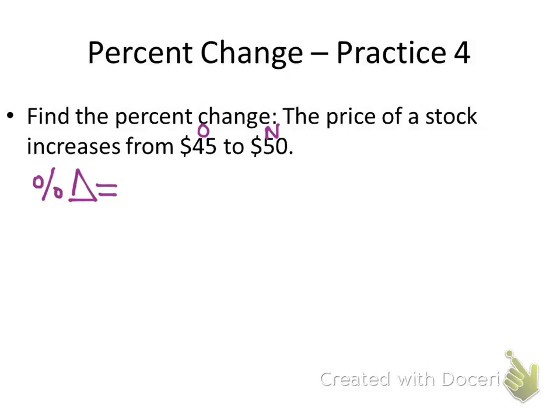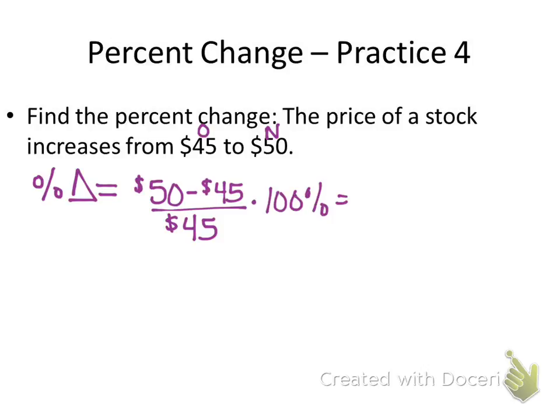Go ahead and calculate by yourself. I'm just going to plug the formula in. So new minus old divided by old. New is 50 minus old, 45, divided by my old, which is 45, times 100%. So get your answer in your calculator.